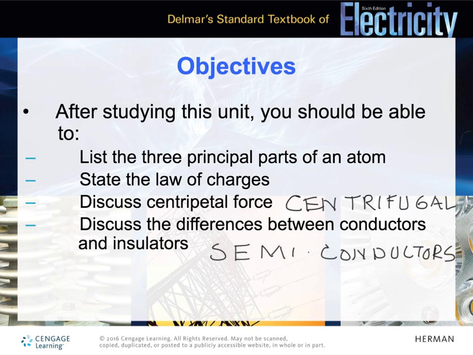Our objectives are to list the three principal parts of the atom, as well as identify where those parts are inside the atom, as well as the charges on those parts of the atom. Next, we need to state the law of charges. Not only state it, but understand it and be able to apply it, because we can apply this to many different types of electrical phenomena.